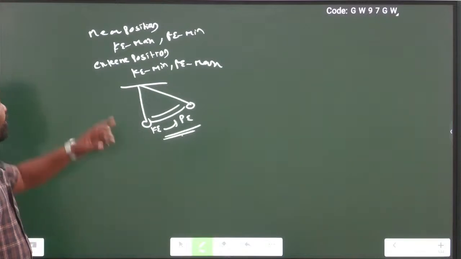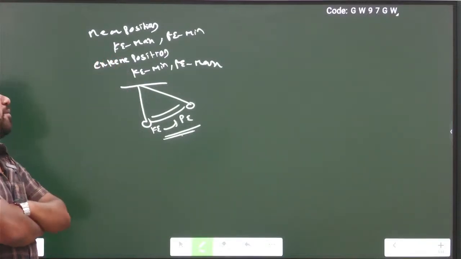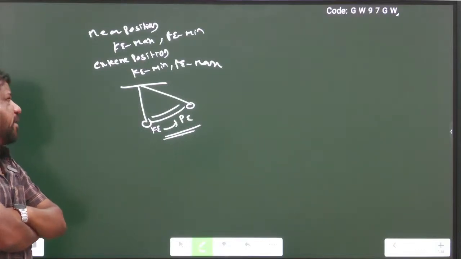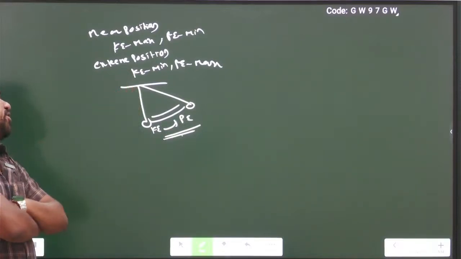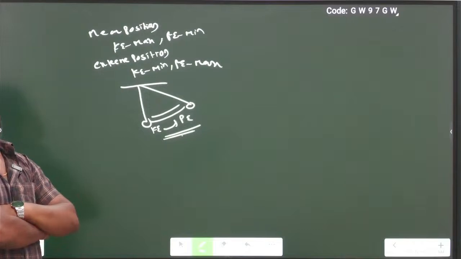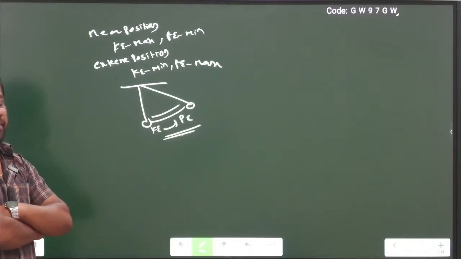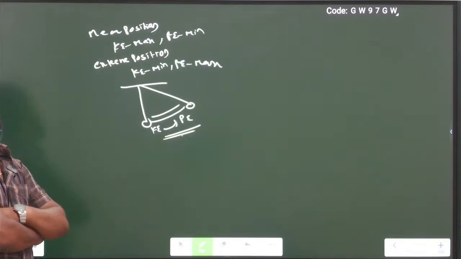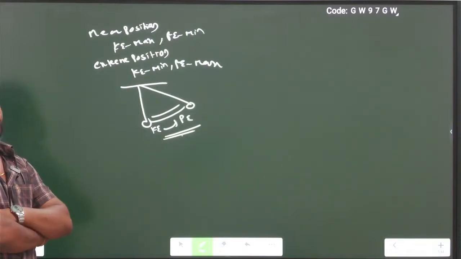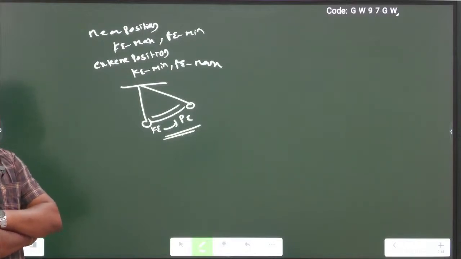One more relation. At mean position, what will be maximum? Kinetic energy will be maximum. Potential energy will be minimum. At extreme position, kinetic energy will be minimum. Potential energy will be maximum. When you are moving from mean to extreme, kinetic energy will be converted to potential energy. As I just told you, it is a perfect example for what? Law of conservation of energy.